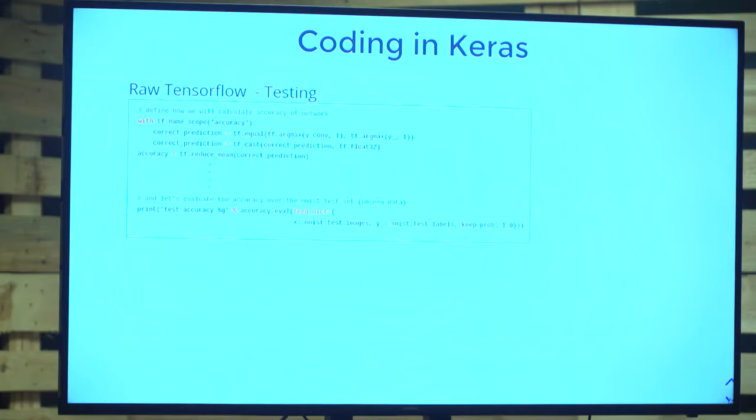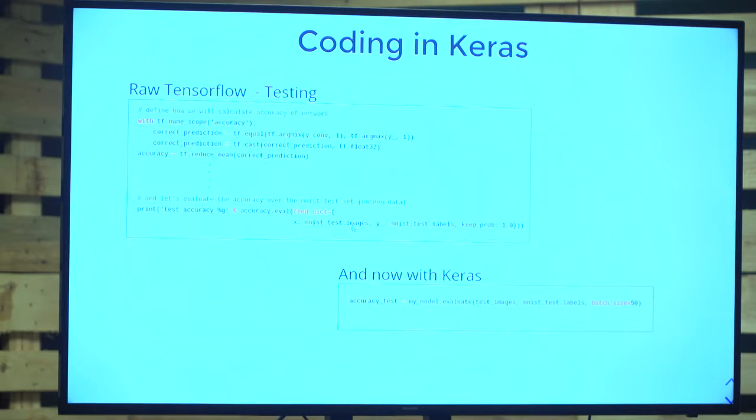And then for the testing phase, again in TensorFlow, you have to tell it how you calculate accuracy. You have to compare the argmax of your prediction with the argmax of your true label. If they're the same, then it's a correct prediction. You have to tell it to average over the mean of all of those. And then you have to feed in your data to calculate the accuracy on the test data.